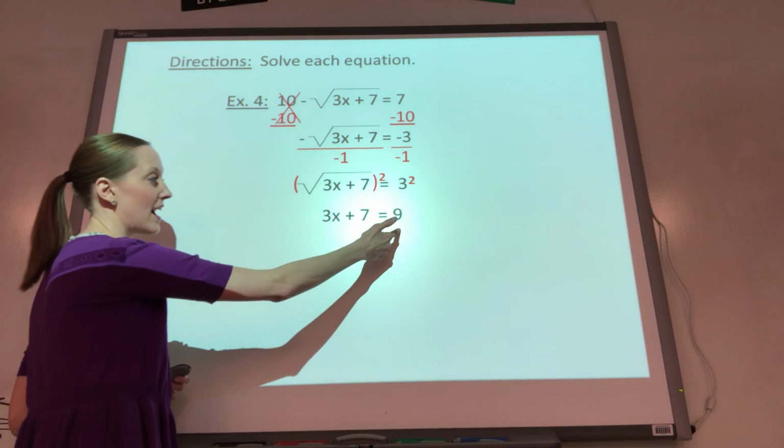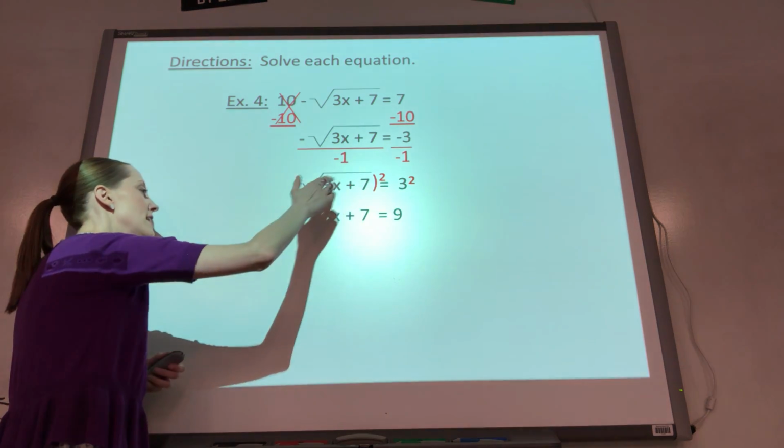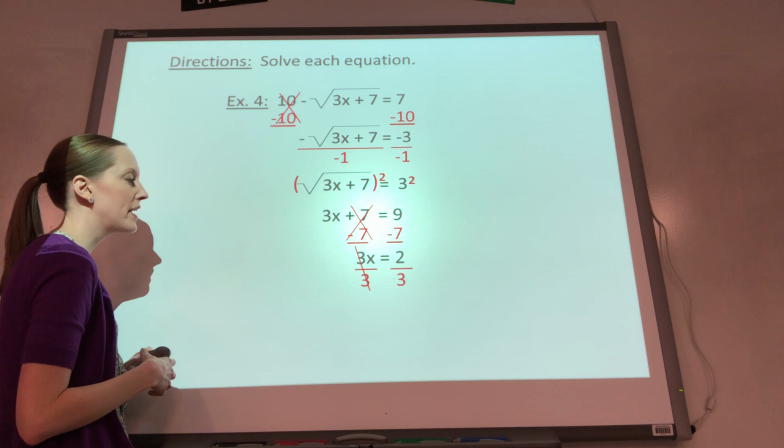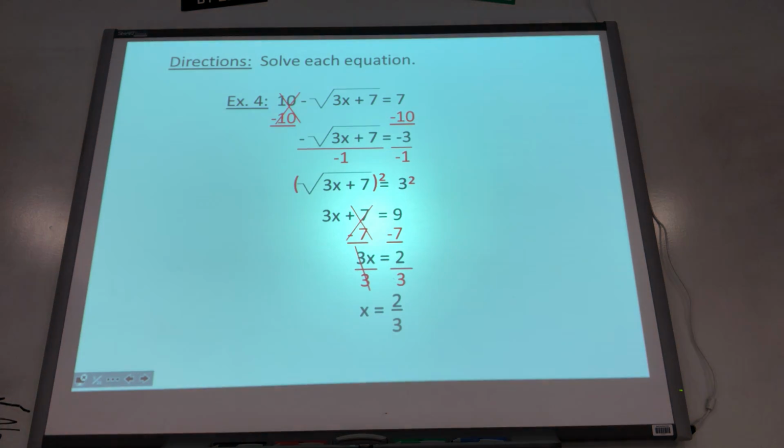So that is a 9. Then subtract the 7 and divide by 3. It's not a nice decimal, so you can leave that just as a fraction. Get the radical by itself first.